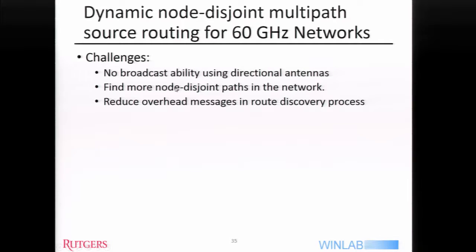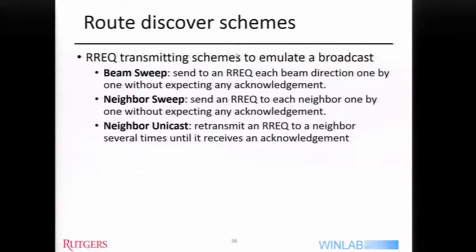And to solve this challenge, first, like in the discovery scheme, we need to emulate a broadcast. So we have 3 ways to emulate a broadcast. The first one is that we can send the route request packet to each beam direction, one by one. The other, which we call the neighbors way, is to send to each neighbor one by one. Because we already know the neighbors, we can have an enhanced feature where we can transmit a route request to a neighbor several times until we receive an acknowledgement. So that's an advantage if we have a neighbor table.